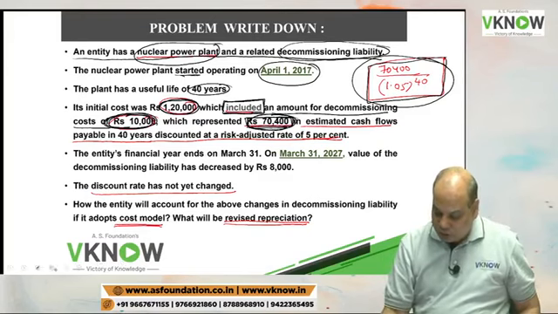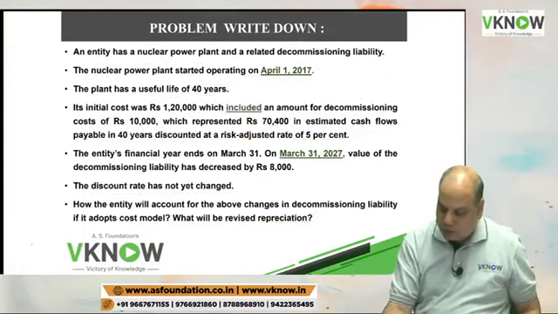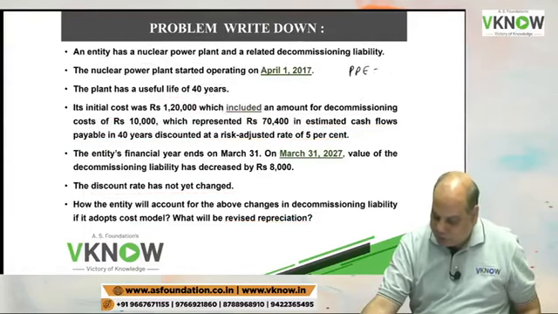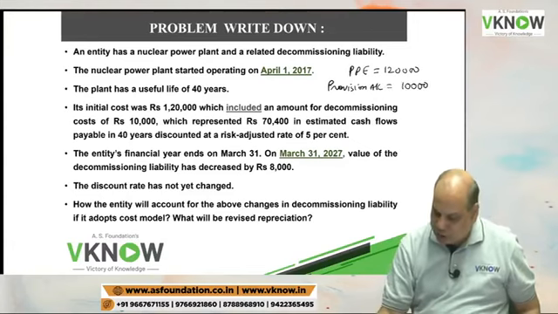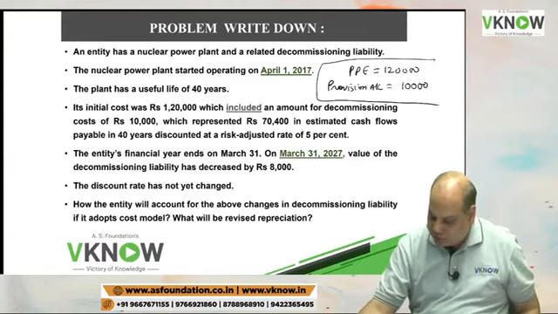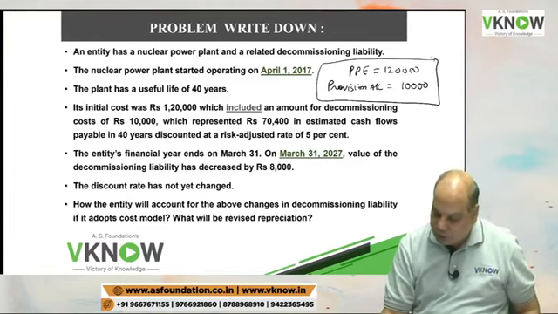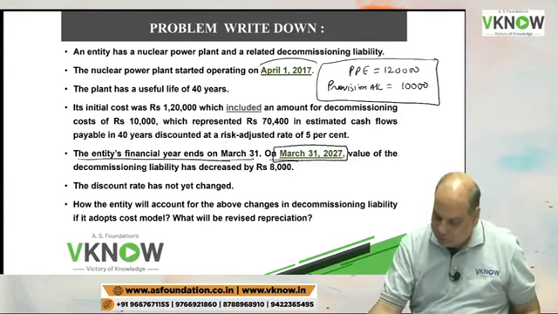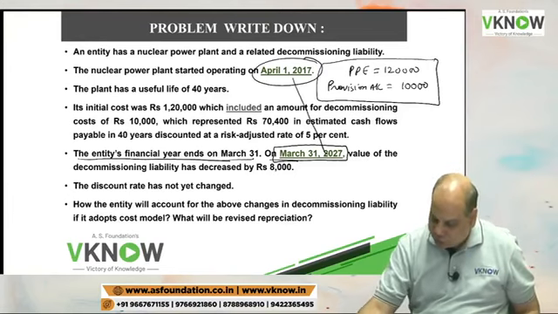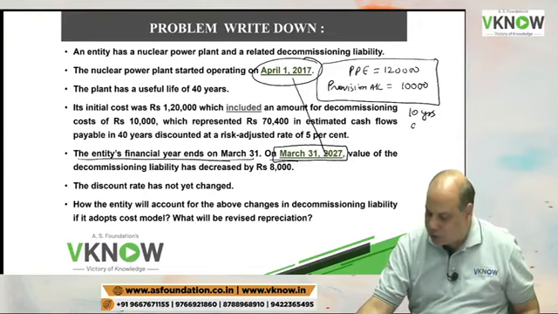Okay. So on day one, when the asset was acquired, the PPE balance is 1,20,000 and the provision account has a balance of 10,000 rupees. So this is the starting number of these two accounts. Now it says the entity's year ends on 31st March. On 31st March 27, 10 years are over.